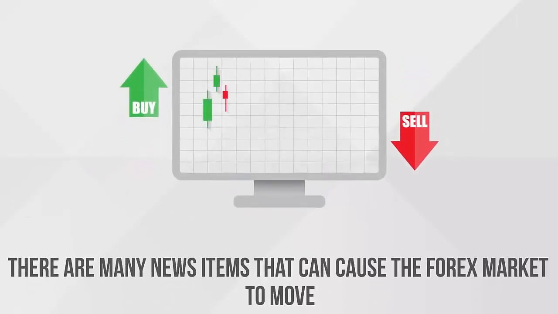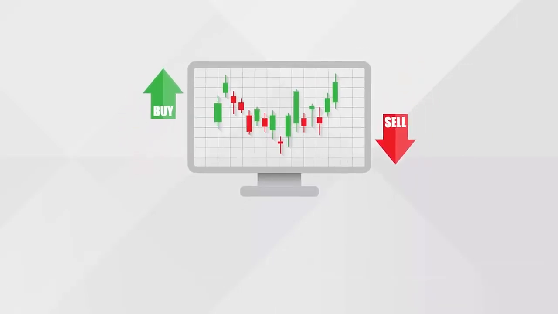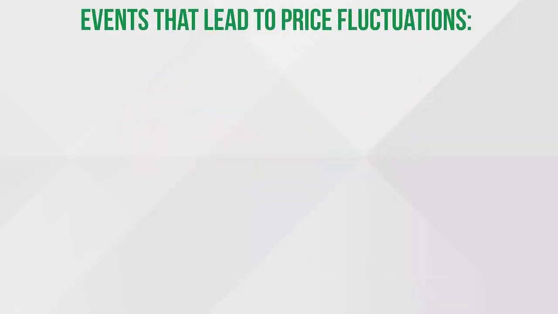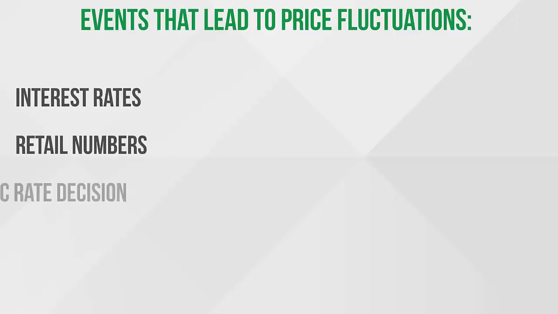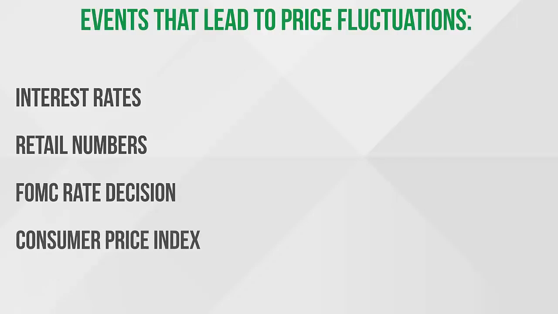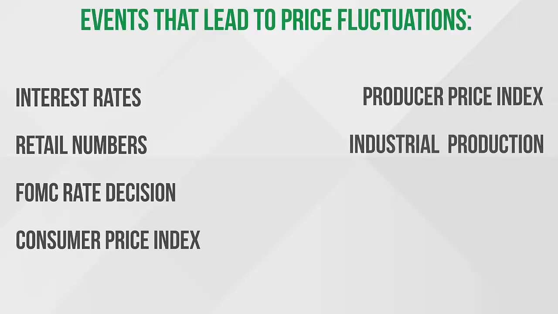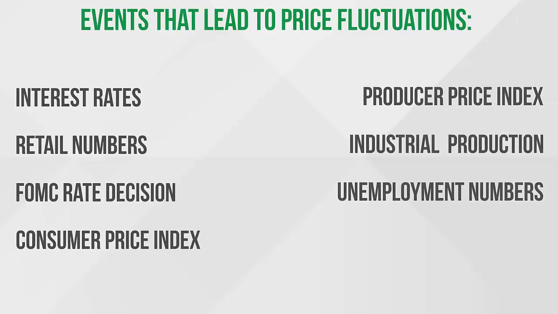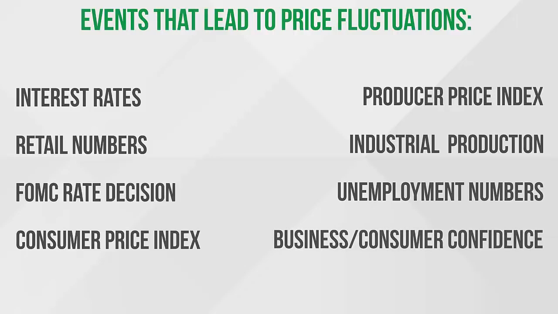There are many news items that can cause the Forex market to move. However, the most important events that will definitely lead to price fluctuations include news about interest rates, retail numbers, FOMC rate decisions, the consumer price index, and other inflation indicators, such as the producer price index, industrial production announcements, unemployment numbers, and business and consumer confidence.